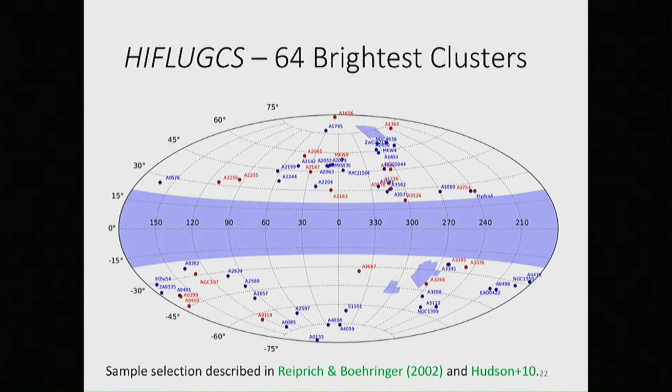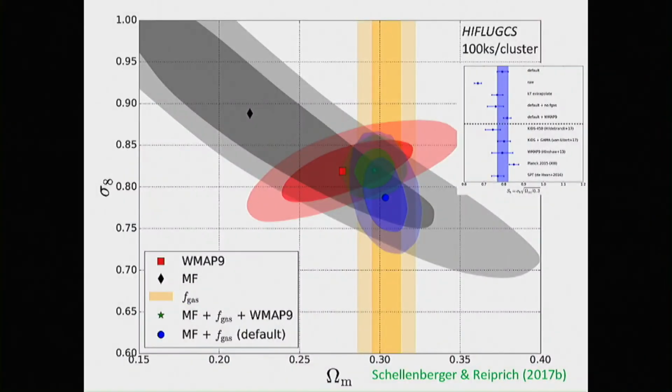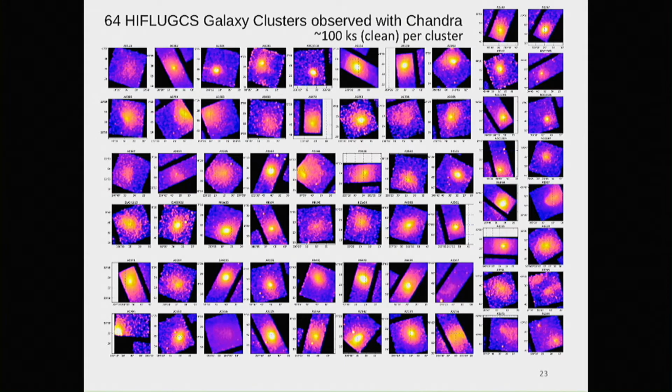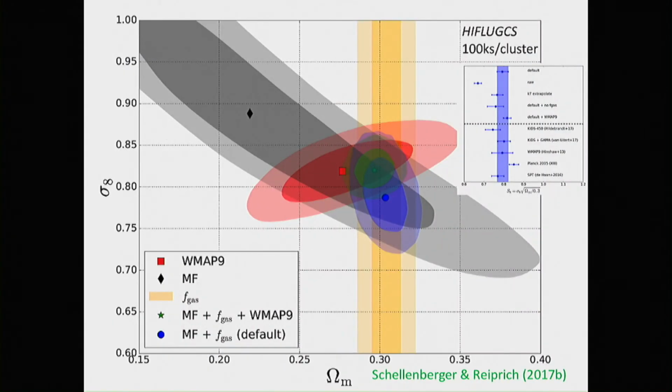So he used the 60 brightest clusters in the sky, brightest in X-rays, and used Chandra observations for all of them, and there's about 100 kiloseconds on average for every one of those clusters. And given that these are the brightest clusters, there's enough photons to do the studies as detailed as possible. So skipping all of these innovations that Gerrit did and just focusing on the results, here's the result.